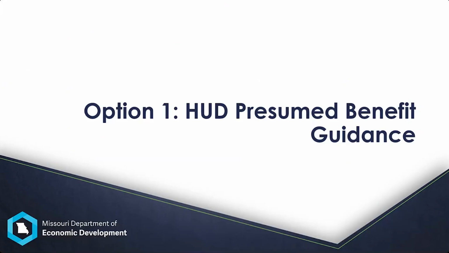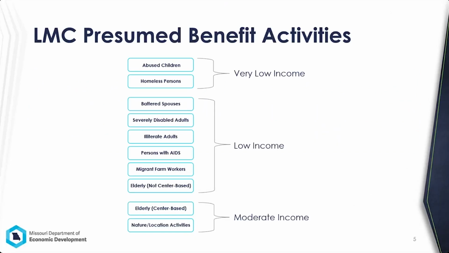Option 1 is relevant when a project meets the LMI limited clientele national objective through presumed benefit. For presumed benefit activities, HUD has identified the income categories that we can assume certain populations fit in. For reporting purposes, we can assume that abused children and homeless persons fall into the very low income category.